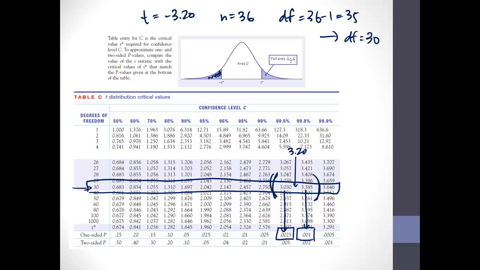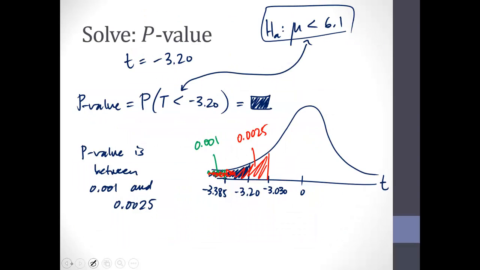This is not any sort of a confidence interval or anything like that. But again, I'm just using that so I can sort of bound my p-value and figure out what that is. So the 3.385 and the 3.03, it's not a confidence interval or anything like that. I'm just using that to find what my p-value is.